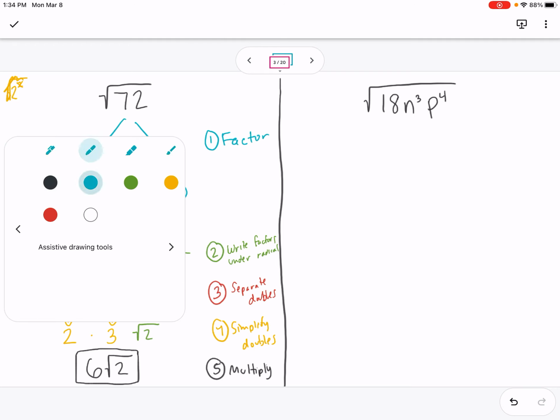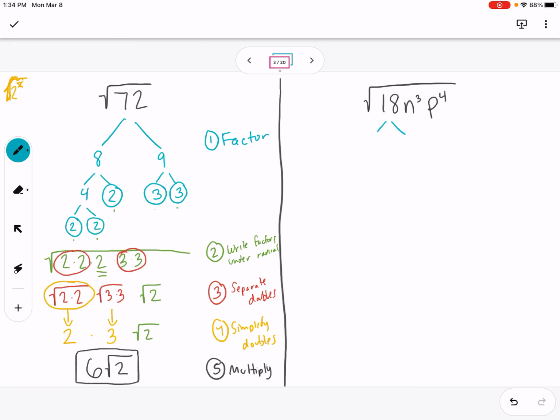Let's take a look at the next problem. We're going to go through the same steps. I'm first going to factor. 18 is 6 times 3. Maybe you come up with 9 times 2. Either way, it won't matter. When you're done factoring, you'll end up with the same factors. So I have 2 3's and a 2.